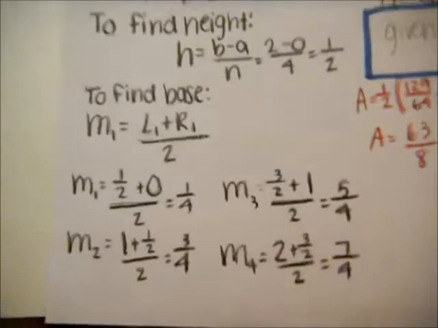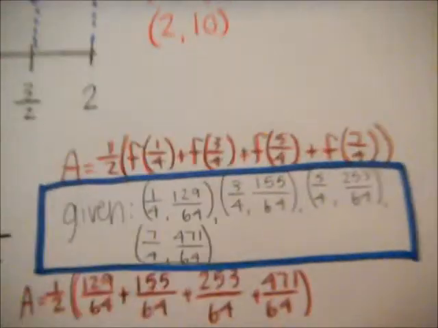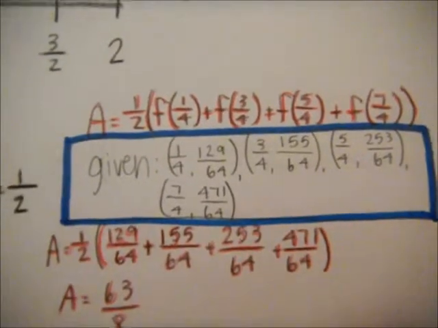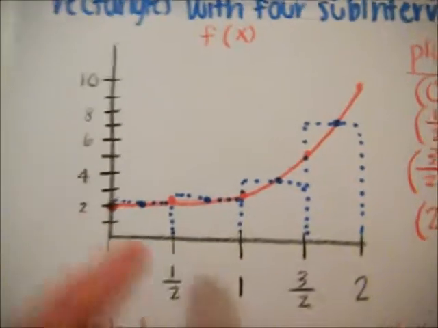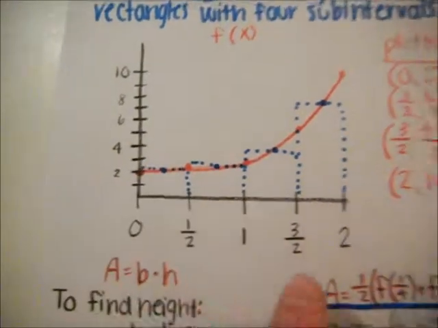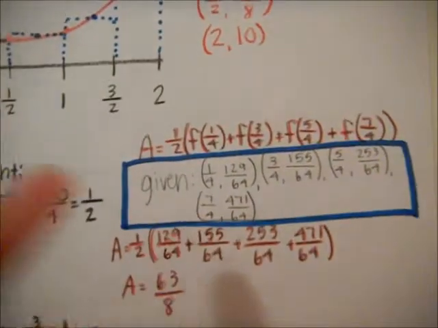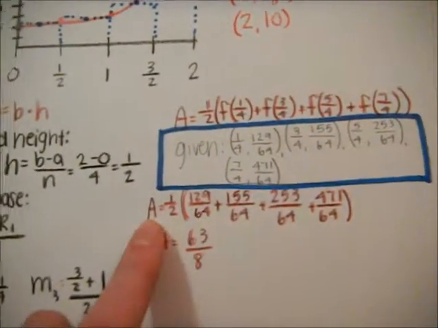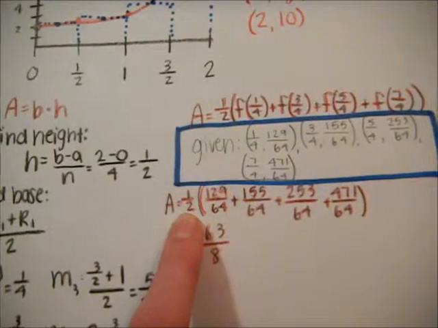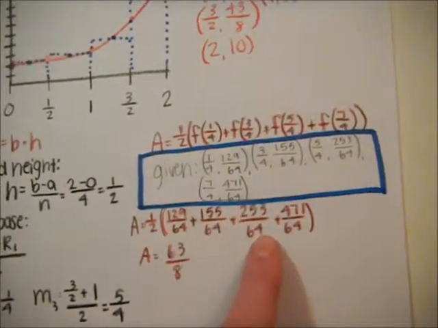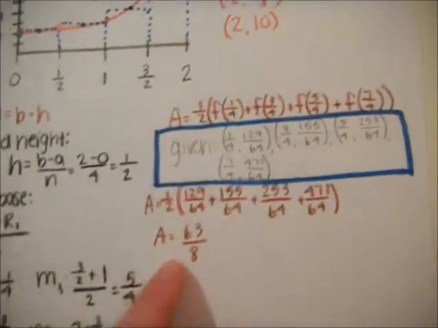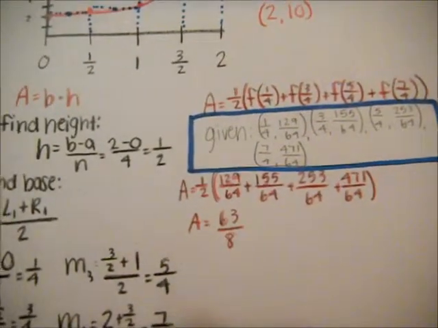But sometimes you may not have to find your base if you are given your midpoints already, which in this case you are, because if you look at the graph, you can't just tell what the y value would be for 1/4 right here, so you have to be given this information. So you have area equals base times height, so area equals the height, which is 1/2, which we found, and then you have to add up all of your bases together and multiply them by 1/2. Once you do that, you get 63/.